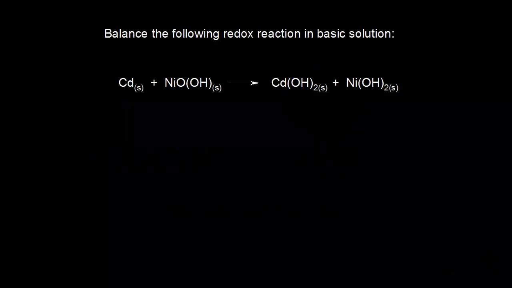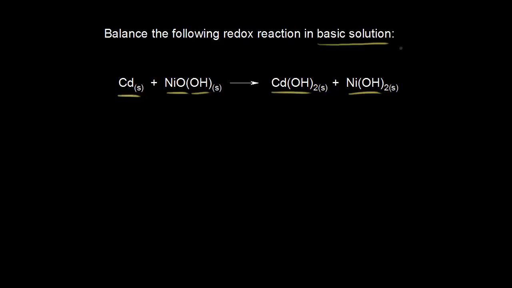We need to balance the redox reaction for a nickel-cadmium battery. So here's what happens. Solid cadmium plus nickel oxide hydroxide give us cadmium hydroxide and nickel hydroxide. In the battery, this takes place in basic solution. So we've already seen how to balance a redox reaction in basic solution.